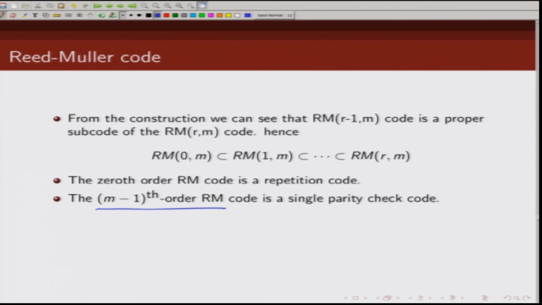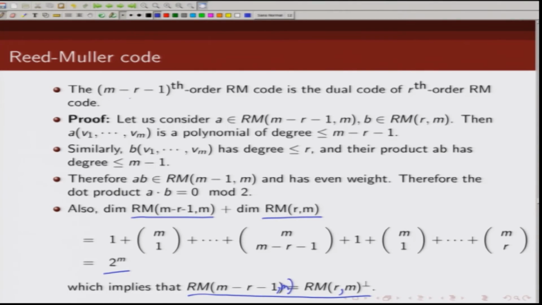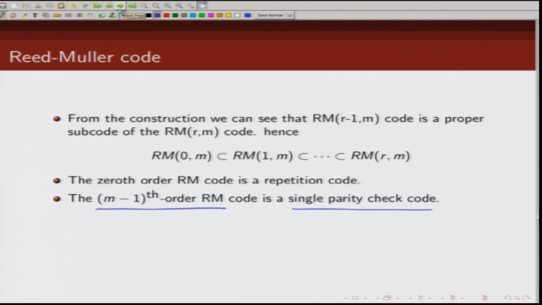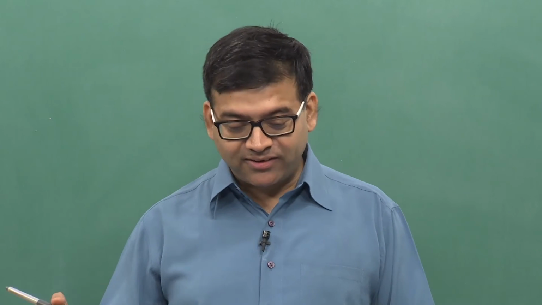The m minus 1th order Reed-Muller code is actually a single parity check code. Again, this is easy to see, we can just use the results that we have proved. We know that the m minus r minus 1th order Reed-Muller code is dual to the rth order Reed-Muller code. So, if r is, let us say, 0, then it is dual to the m minus 1th order Reed-Muller code. So, the 0th order Reed-Muller code is dual to the m minus 1th order Reed-Muller code. And what is the dual of a repetition code? It is a single parity check code. So, the m minus 1th order Reed-Muller code is nothing but a single parity check code.